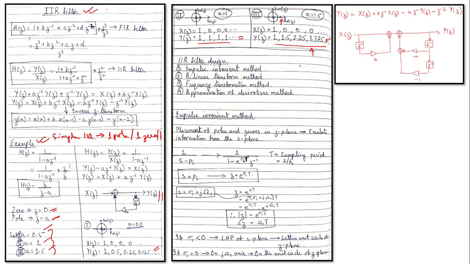Then we just discussed the 4 types of IIR filter design methods: the impulse invariance method, bilinear transform method, frequency transformation method, and approximation of derivatives method. So these are the 4 types of IIR filter design methods which we will be covering in our current class. Okay. Now in the first case, today we will be discussing the impulse invariant method. It is also sometimes regarded as the impulse invariance method.